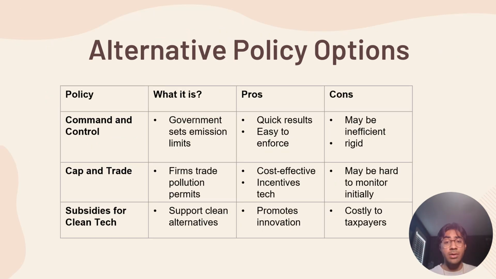Apart from taxes, there are alternative policy options, which both have pros and cons. We'll look at three. First, we have command and control. This is where government sets emission level. The pro to this is you'll see quick results and it's easy to enforce, but the con is it may be inefficient and rigid. Cap and trade. This is where firms trade pollution permits. The pro to this is it's cost effective and it incentivizes tech, but a con to this is it may be hard to monitor initially.